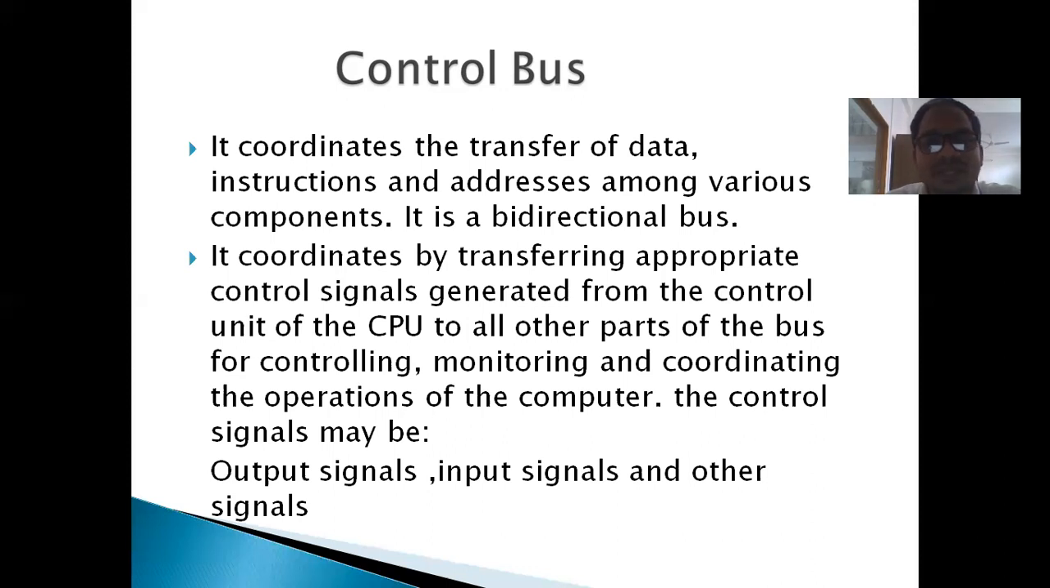It coordinates by transferring appropriate control signals generated from the control unit of the CPU to all other parts of the bus for controlling, monitoring, and coordinating the operations of the computer. And what are the control signals? These may be output signals, input signals, and other signals. This is the control bus.